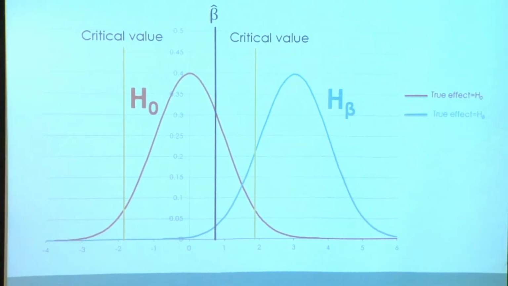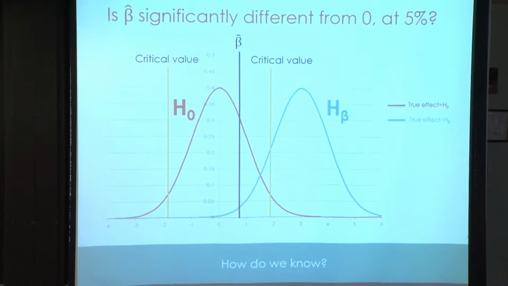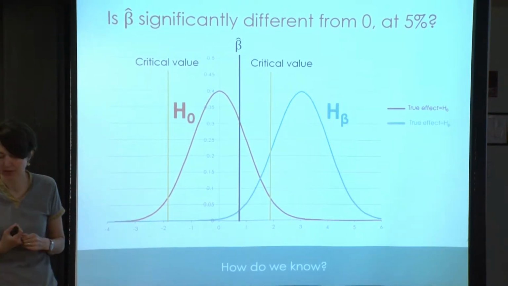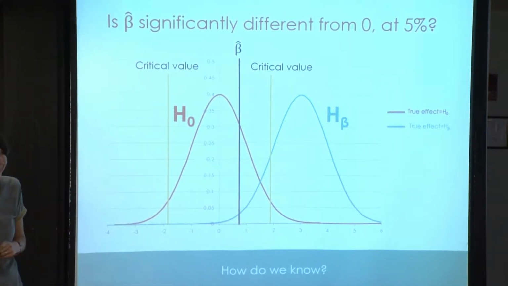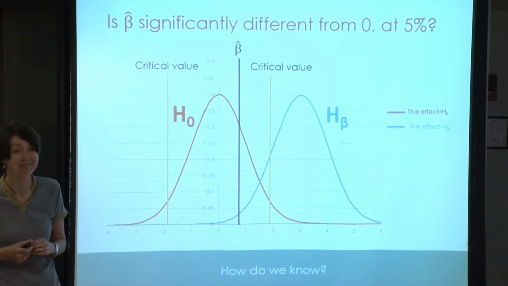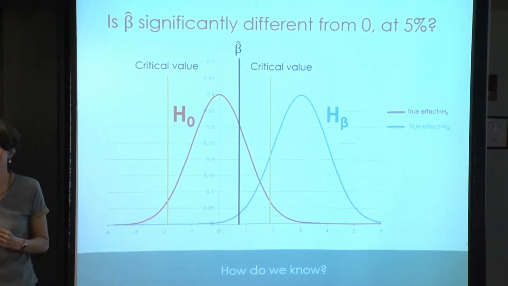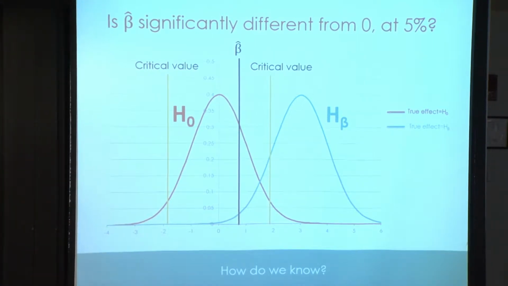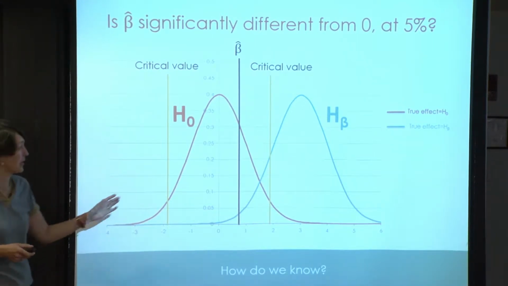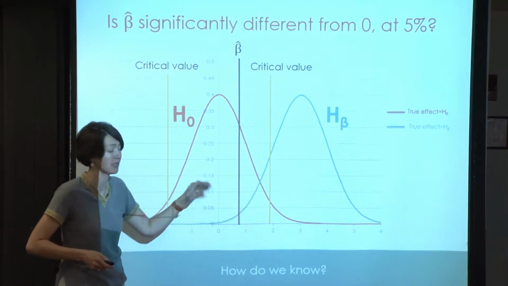So let's go back to the question. Is beta hat significantly different from 0 at 5%? No. Why? It's within the critical values, which we said we can't distinguish from 0.